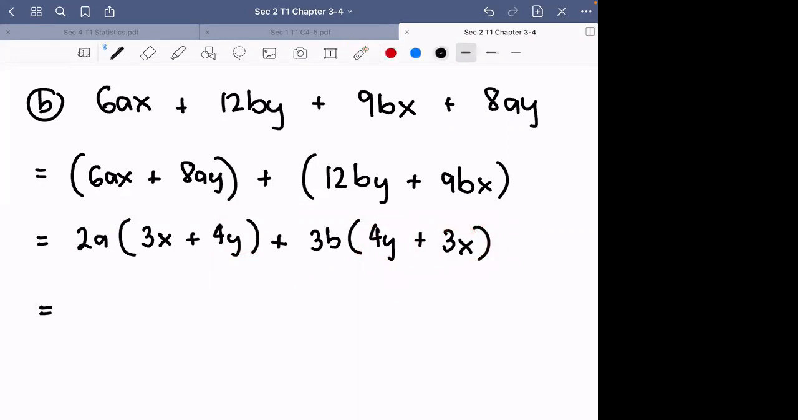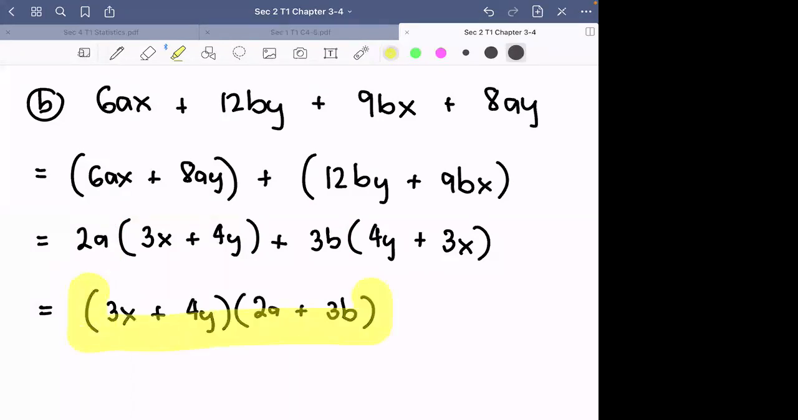So again, our common factor is 3x plus 4y. And then, how about for the next bracket? What do we put inside? 2a plus 3b. Actually, that's the shortcut. 2a plus 3b. So that's it. That's your answer. So 3x plus 4y, and then 2a plus 3b.